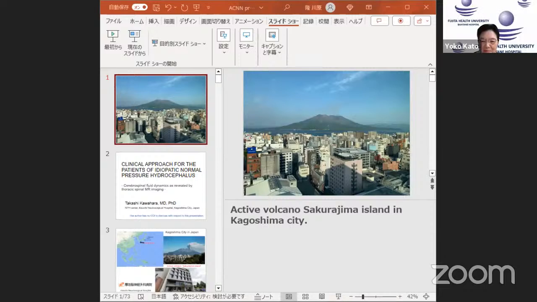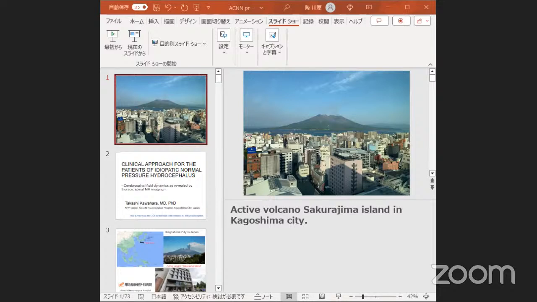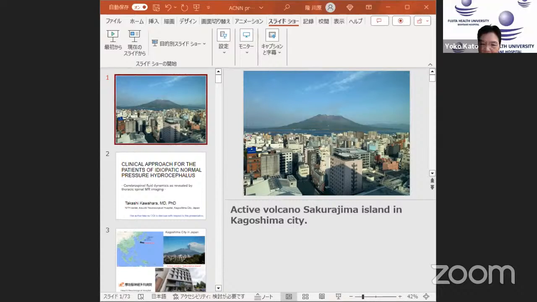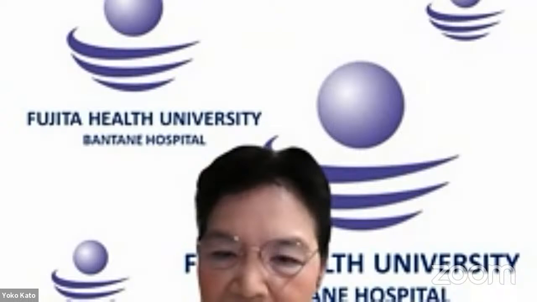Please press that flask shaped button at the bottom of the PowerPoint, the last one. There is a flask shaped button, bottom, one, two, three, four. It just went up. Can you please share again?